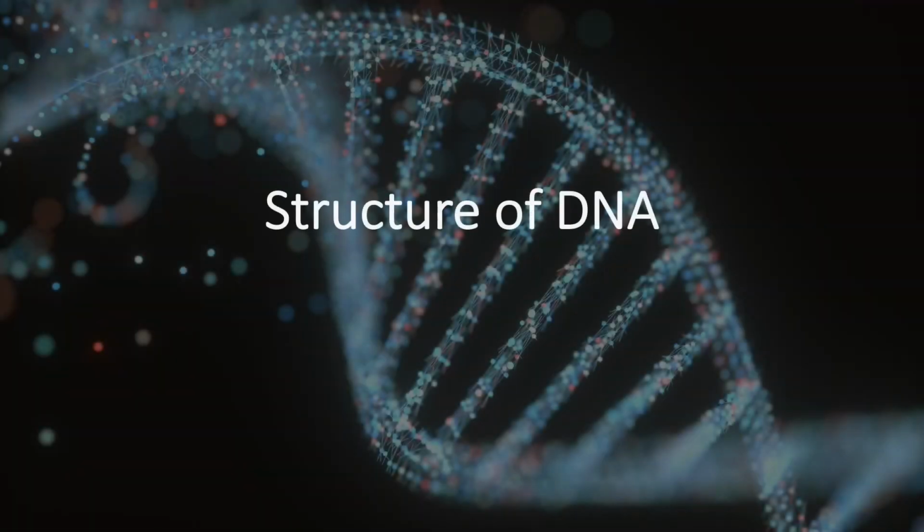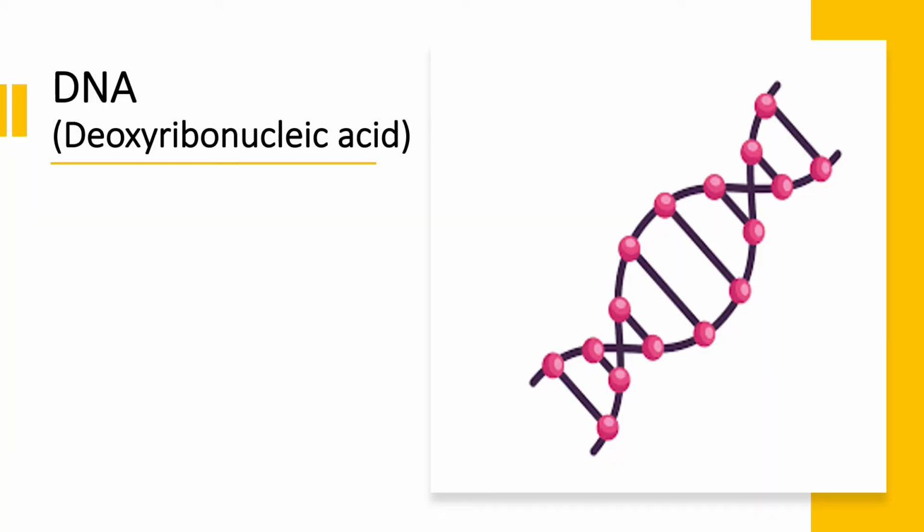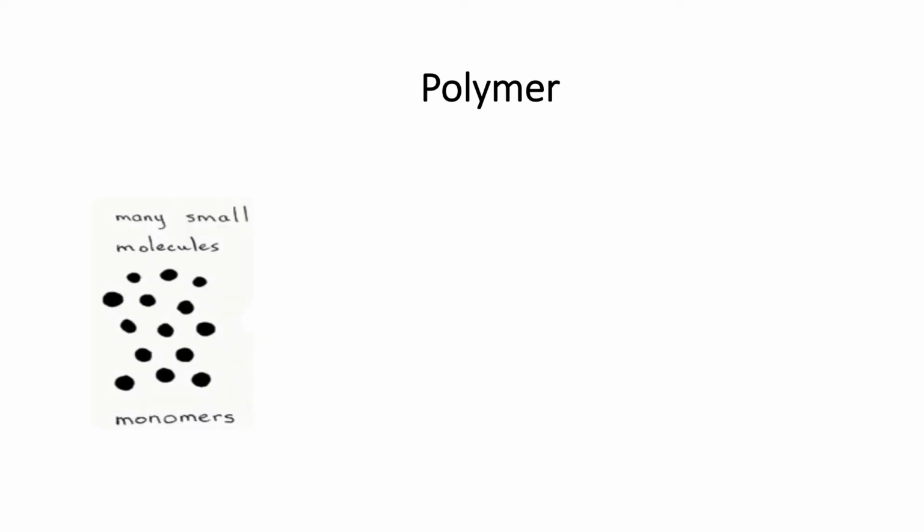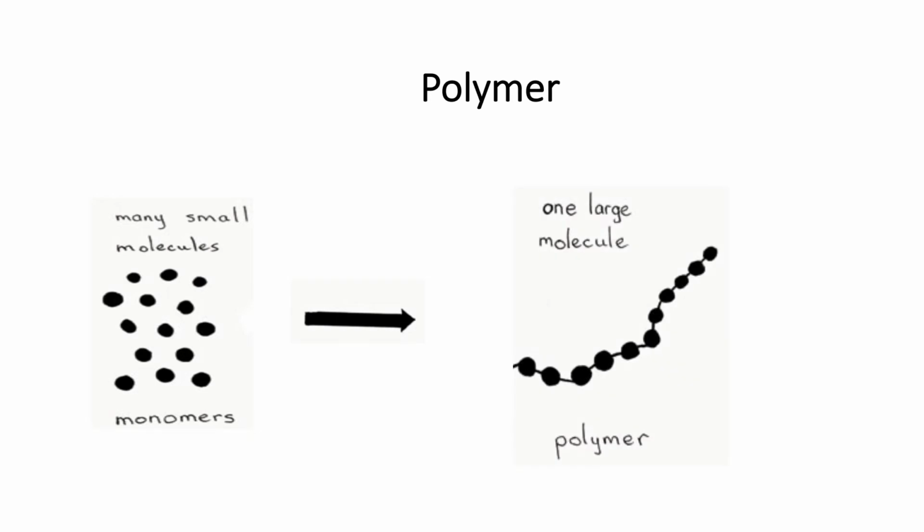Today we will try to understand the structure of a DNA molecule. DNA, or deoxyribonucleic acid, is one of the four major types of macromolecules present in our bodies, the other three being carbohydrates, lipids, and proteins. All these macromolecules are polymeric in nature, meaning that they are composed of small molecules called monomers, which are joined together to form long chains of large molecules known as polymers.